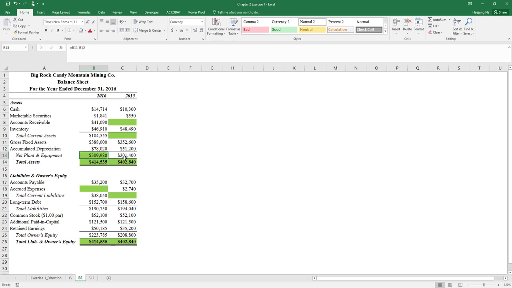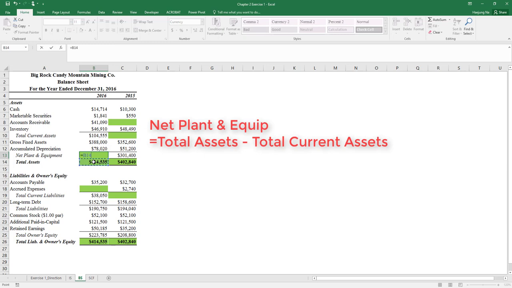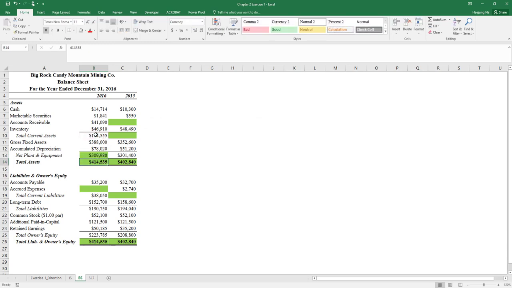So that was 309,980. And are we getting the same value if we take a different approach? Let's see whether we get the same value by subtracting current assets from total assets. So total assets minus the total current assets. That would give you exactly the same value. So let's leave it that way and move on to total current assets.